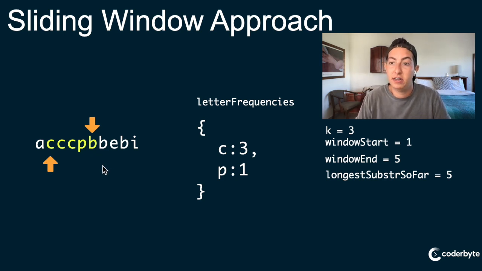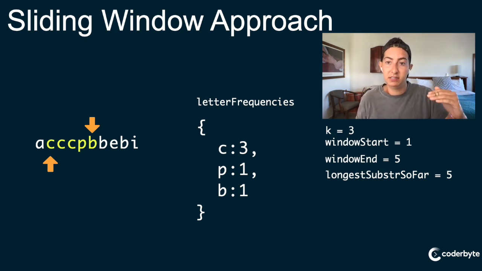So this is our incrementing of our window start. And we can add our B to our letter frequencies. And we are happy again, we only have 3 in our letter frequencies tracker, and our longest substring so far is still 5, so that stays the same. Okay, so what do we do now? We can grow our window again because we still maintain only 3 distinct letters in our letter frequencies tracker.